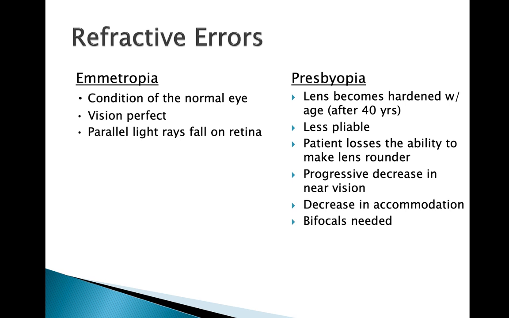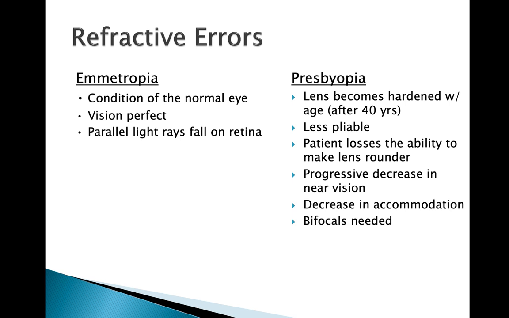And what happens is the lens hardens with age. Now, the lens actually starts hardening much earlier, and they think it's because of proteins being deposited on the lens makes it less pliable. But you don't start to see the effects until late 30s or early 40s.